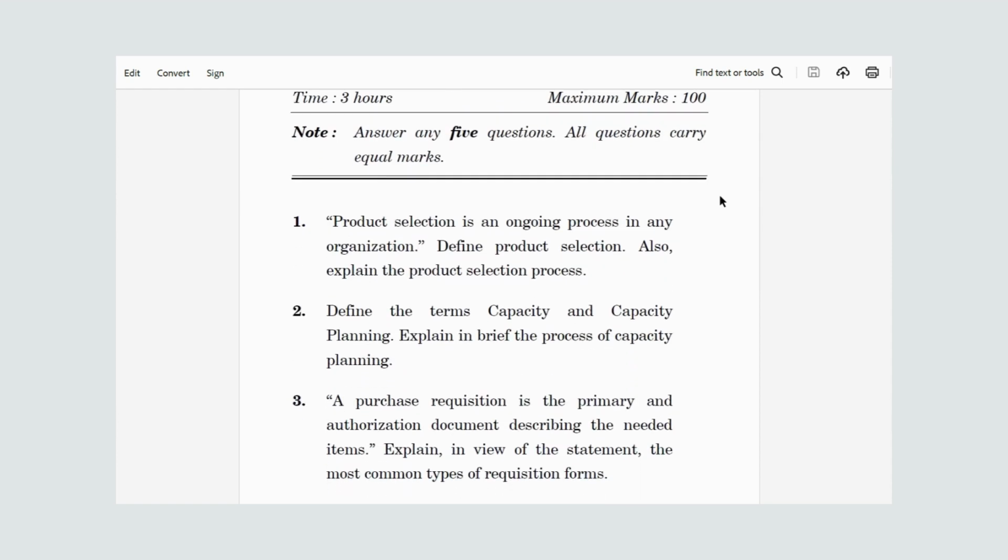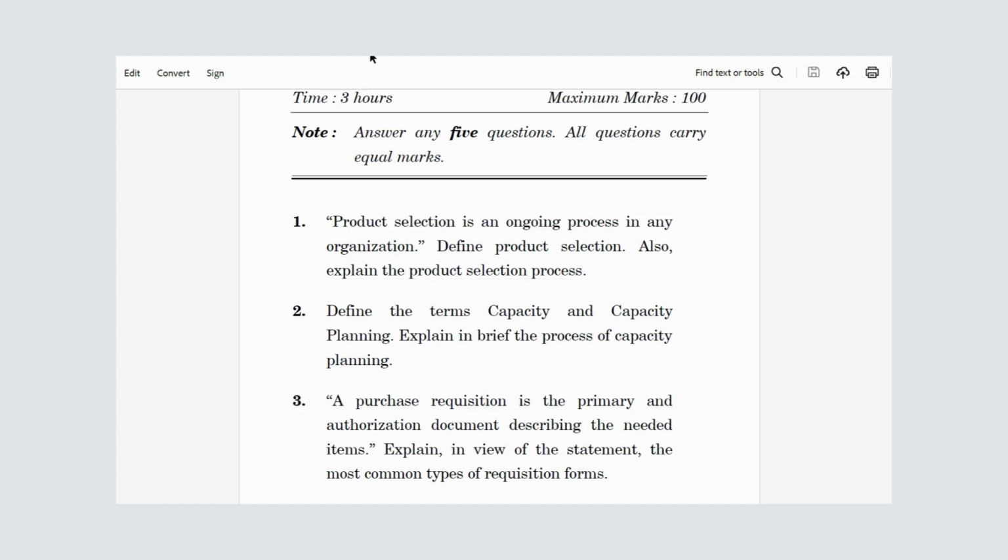The first question is, product selection is an ongoing process in any organization. Define product selection. Also explain the product selection process. So this question consists of two questions, right? First one is define product selection, and then what we have to do? We have to explain the product selection process.